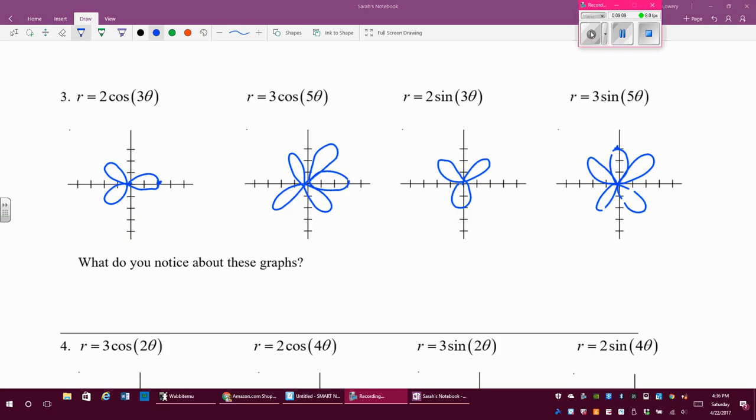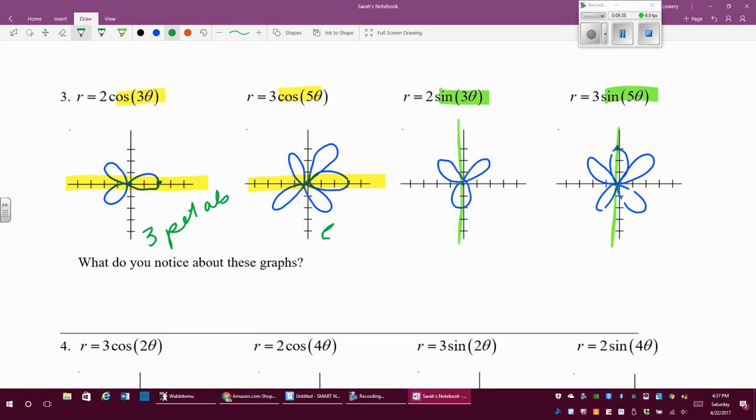Okay, big takeaways, things I want you to notice. Here's a cosine graph, here's a cosine graph. I have symmetry over x, symmetry over x. Here's a sine graph, here's a sine graph. I've got symmetry over y, symmetry over y. Again, very important. This first one has 3 petals.